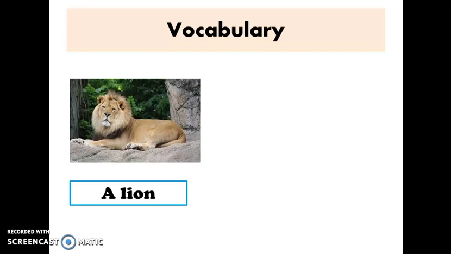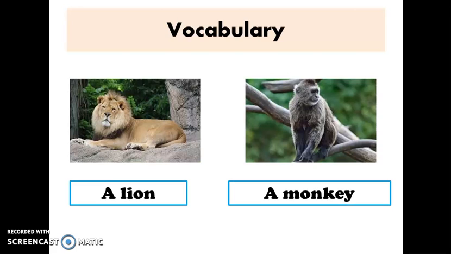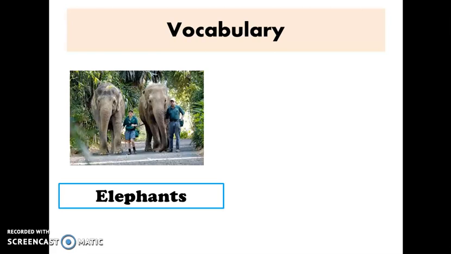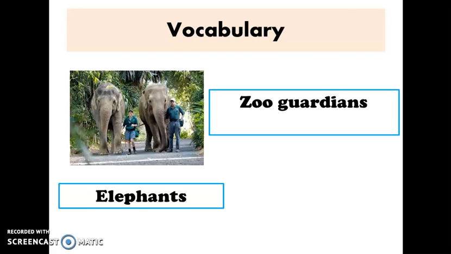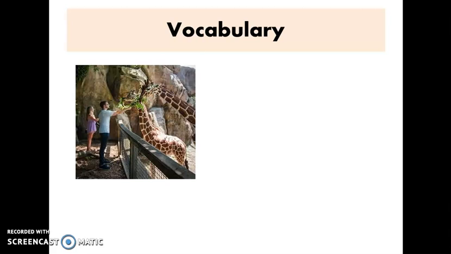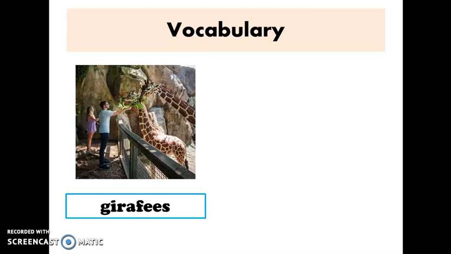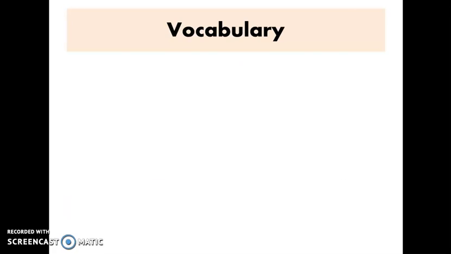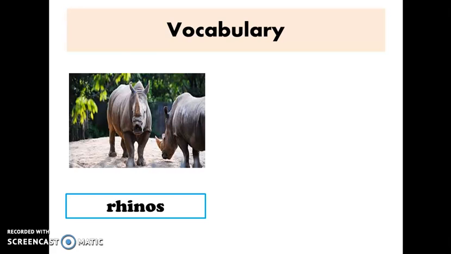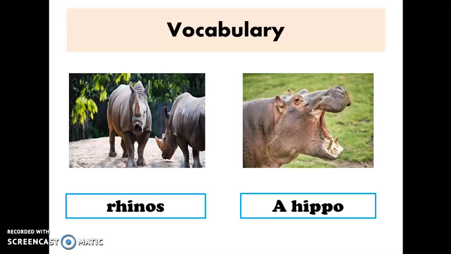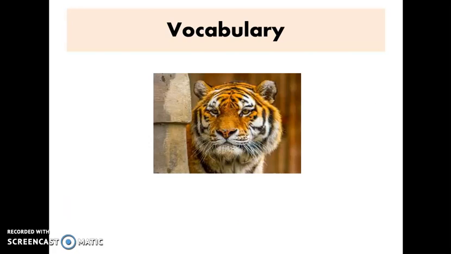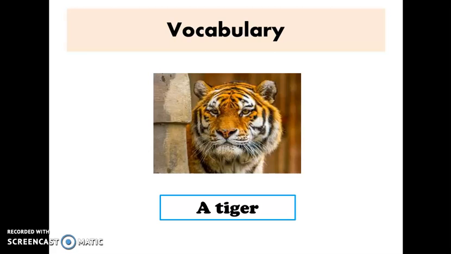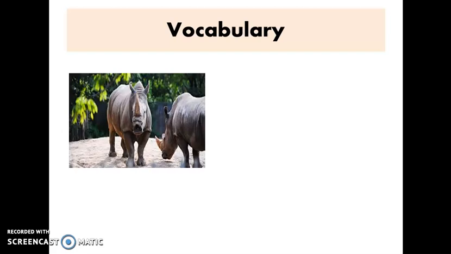Good. ¿Qué animales encontramos en un zoo? Tenemos a lion, a monkey, elephants, y también podemos ver bastante zoo guardians, los guardianes de los zoológicos, ¿verdad? Que trabajan con los animales, que los cuidan. Giraffes, a zebra, rhinos, a hippo, a tiger. Ok, vamos a recoger las imágenes para que ustedes repitan.